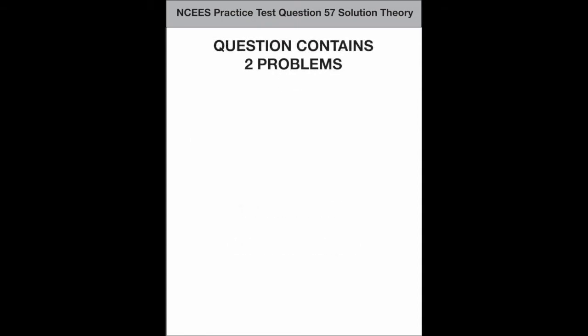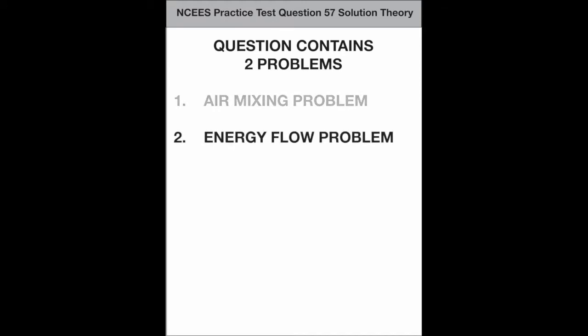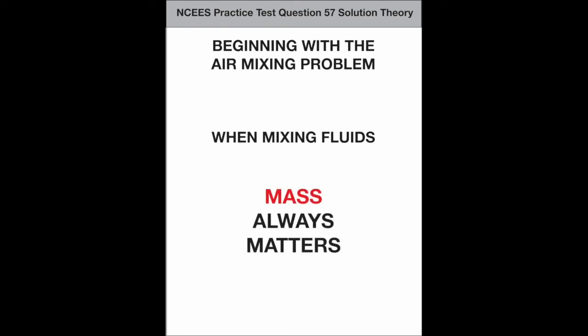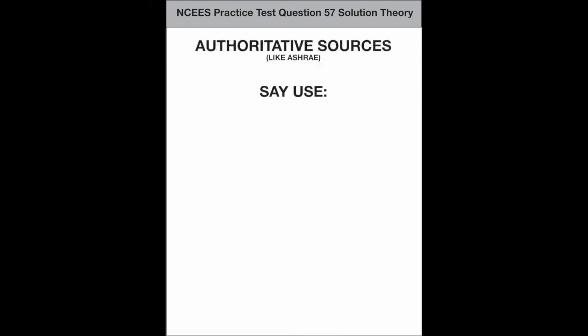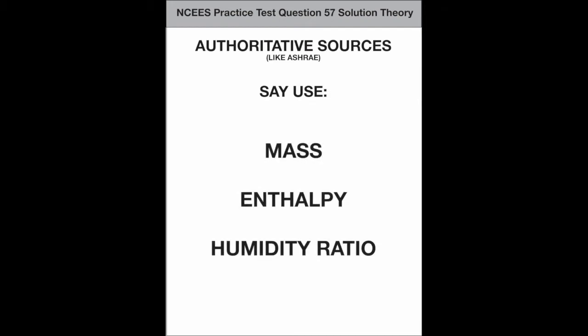From the question, it's obvious that you need to solve two problems. First, an air mixing problem, and second, an energy flow problem. Beginning with the air mixing problem. When it comes to fluids mixing, whether they're air, liquid, or steam, mass always matters. All authoritative sources for HVAC calculations say that mixing conditions are determined by using mass, enthalpy, or humidity ratio. All three are directly connected to pounds of mass.